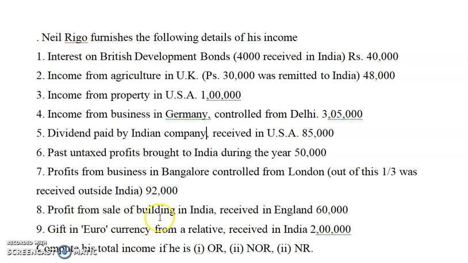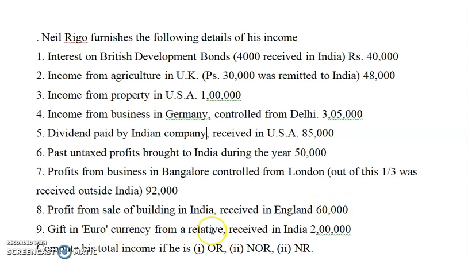Then profit from sale of building in India received in England. So again, sale of building in India, you have received it in England. So in India you have sold, in the sense the source is in India. Indian income, when it is an Indian income, it is taxable for all the three SSCs. It may be received in England or in India, it won't affect us. It is taxable for all the three SSCs.